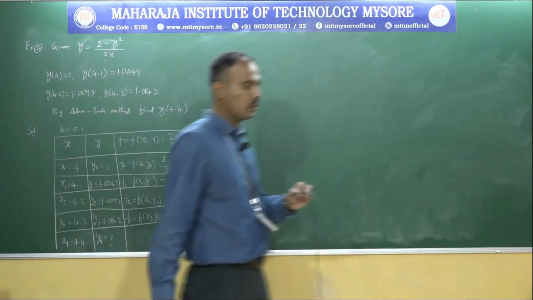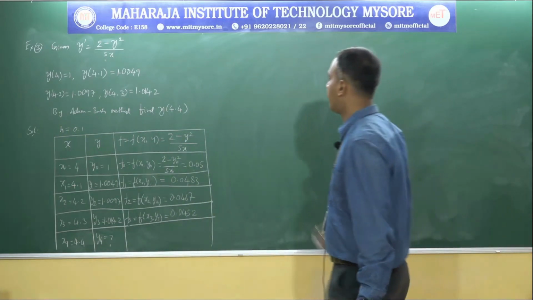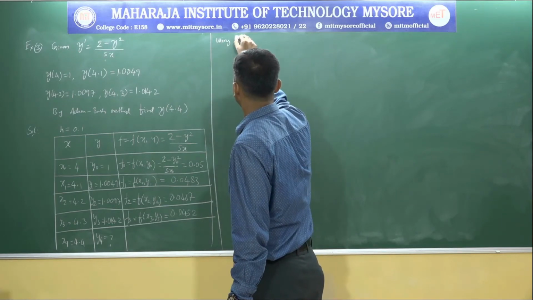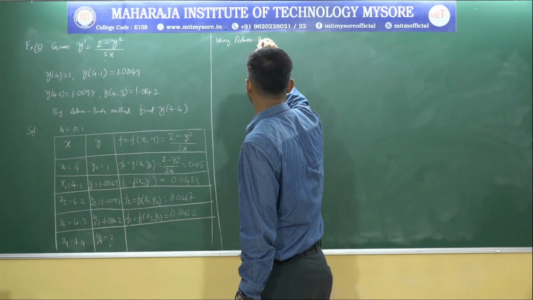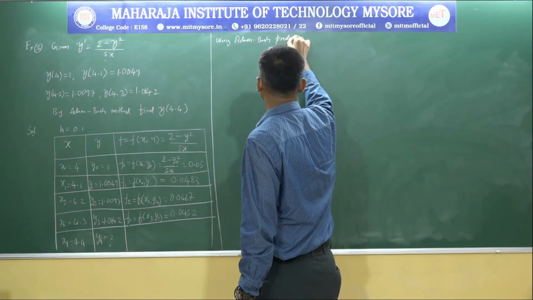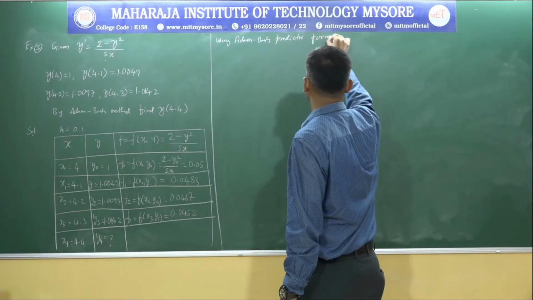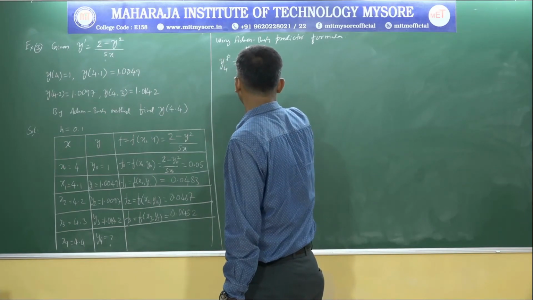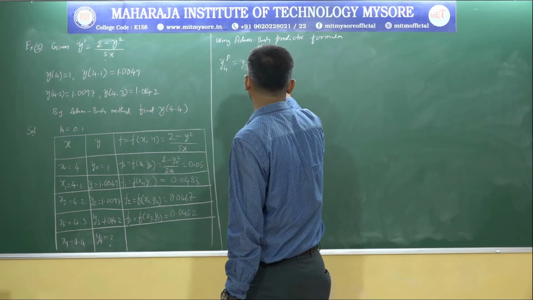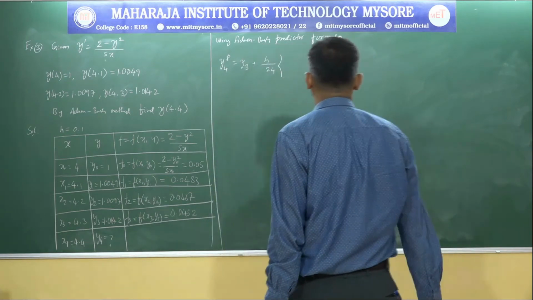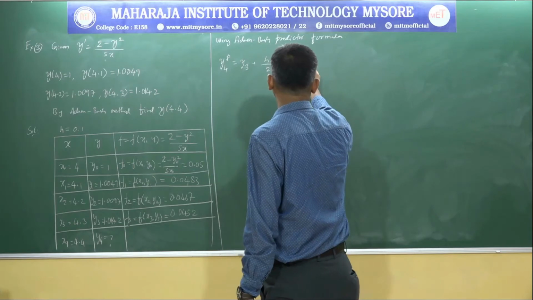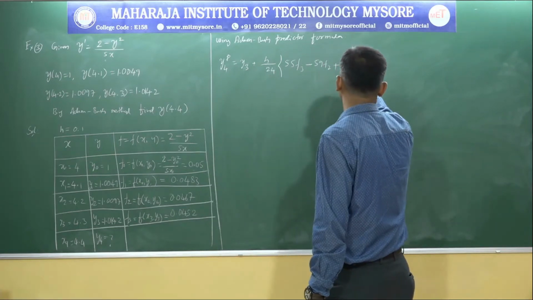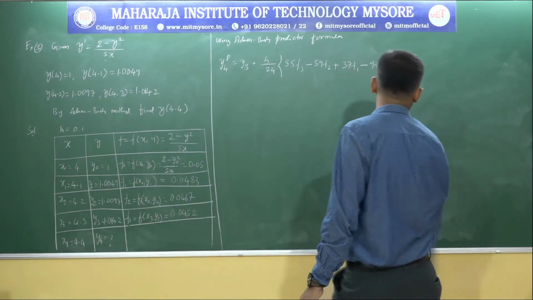Right, now using these values, by using the Adams-Bashforth predictor formula, y4p equals y3 plus h by 24 times (55 f3 minus 59 f2 plus 37 f1 minus 9 f0).